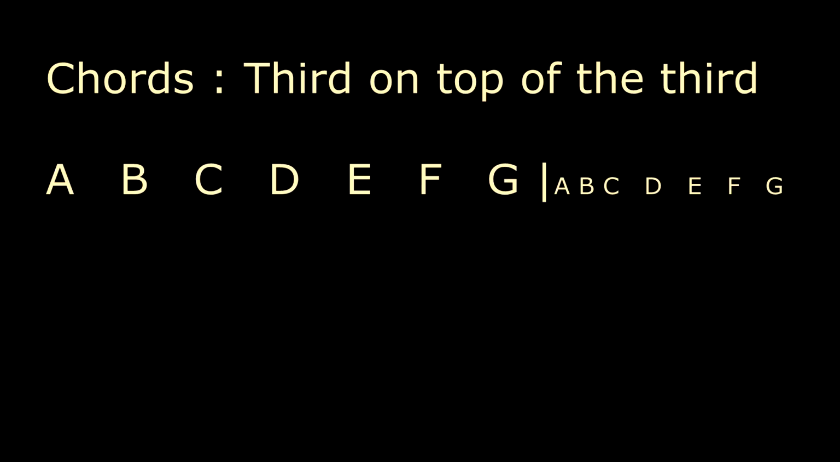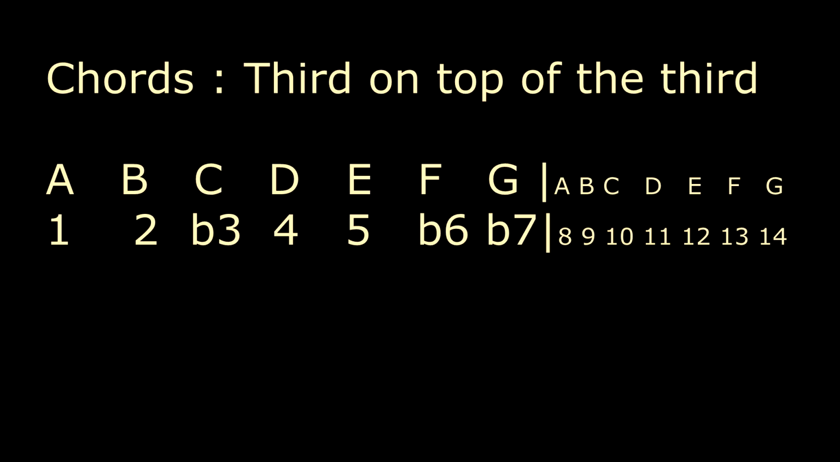So chords are 3 notes or more. The basic triad is 3 notes. And chords are made up by stacking up thirds. Third on the top of the third. So over here we have the A minor scale: A, B, C, D, E, F, G, and then it repeats another octave. The numbers are 1, 2, flat 3, 4, 5, flat 6, flat 7. And then for the sake of this video we number them 8, 9, 10, 11, 12, 13, 14 instead of 1, 2, flat 3, 4, 5, flat 6, flat 7 again.